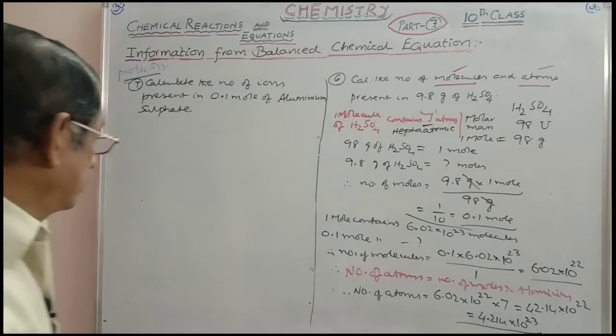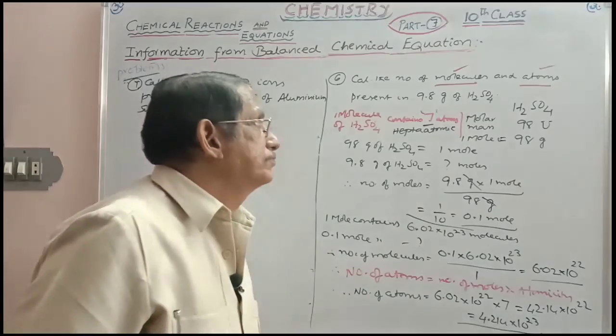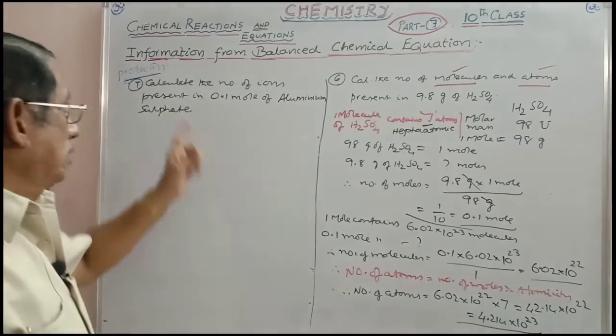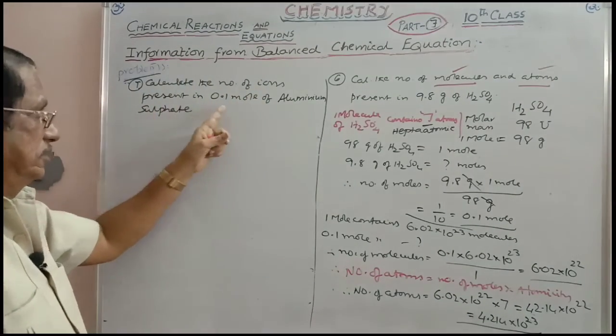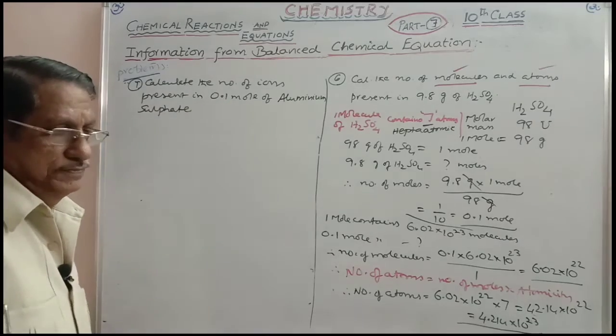And for today, this is the final problem. With this, the chapter will be coming to an end. Calculate the number of ions present in 0.1 mole of aluminum sulfate.